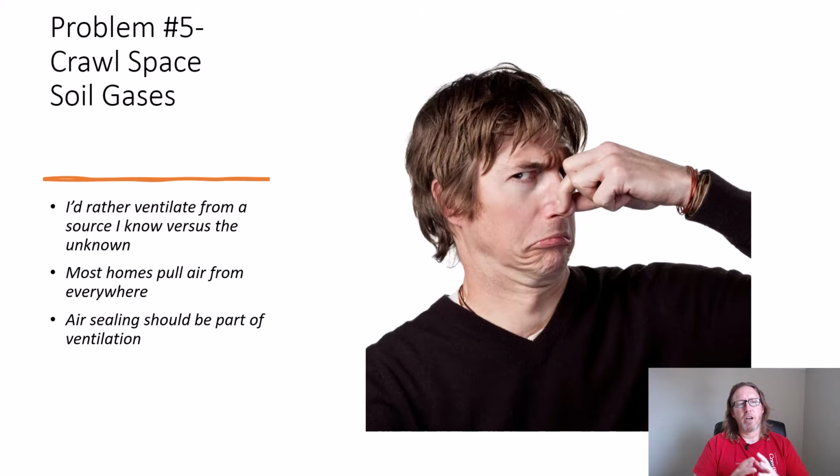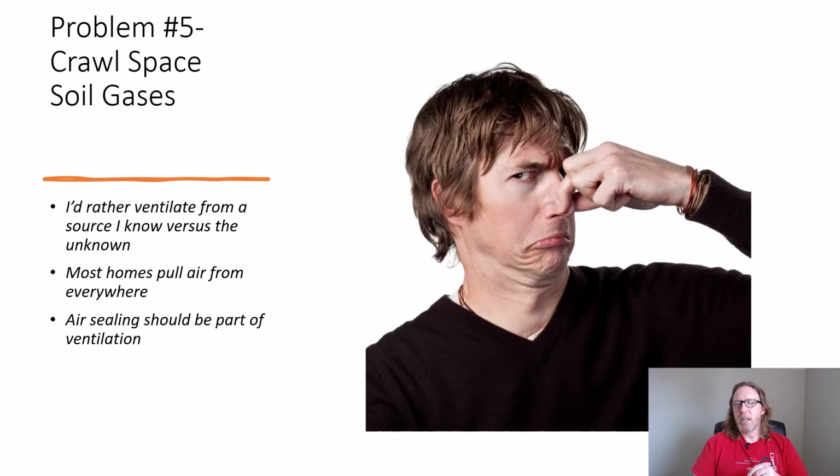But one of the things I want to talk about is I'd rather ventilate from a source I know versus an unknown source. In other words, if I'm going to be pulling air from somewhere, I'd rather know where that air is coming from. Most homes pull air from everywhere because they're not air sealed properly. And air sealing should be a part of ventilation. I know that sounds a little weird, but basically you want to air seal all of those bad areas. For example, you don't want to be pulling air from a chase down from the attic or from the garage or something like that. So the better you can air seal the home, the better you can ventilate the home, and the same goes for the crawl space, okay?